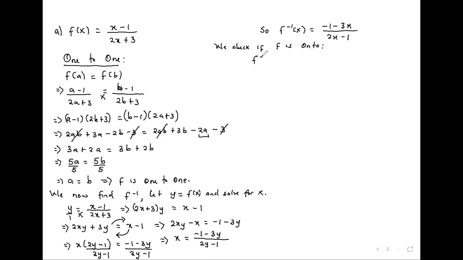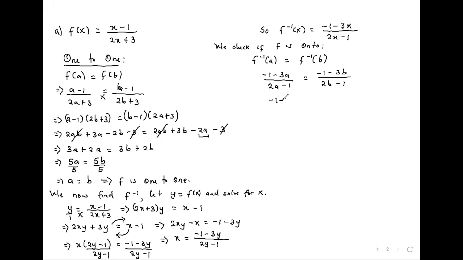So we say f inverse of A is equal to f inverse of B. So in f inverse, we substitute A first. We get -1 minus 3A over 2A minus 1 is equal to -1 minus 3B over 2B minus 1.